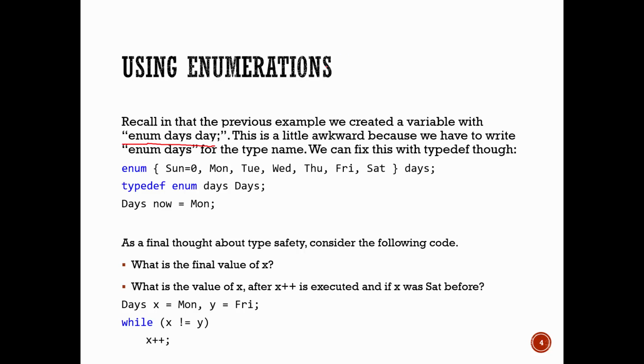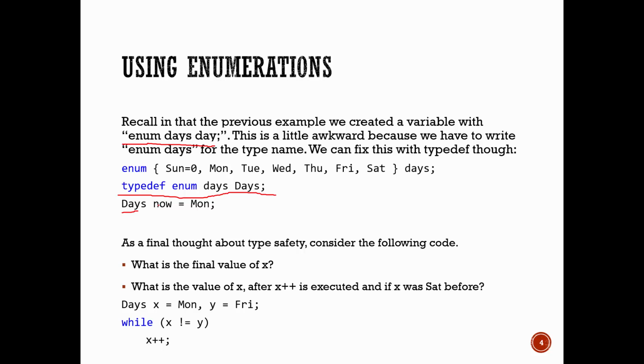So I can have this following typedef code down here, typedef enum days, and what that's actually doing is saying, okay, I'm going to create a new type called Days, uppercase D, and behind the scenes that will mimic or be an alias of enum days, right? So in the future, after I've run that line, I can create my new variable like this, Days now equal Monday, right? I don't have to have that enum in front of the word days anymore because I've used typedef to create a completely new type.